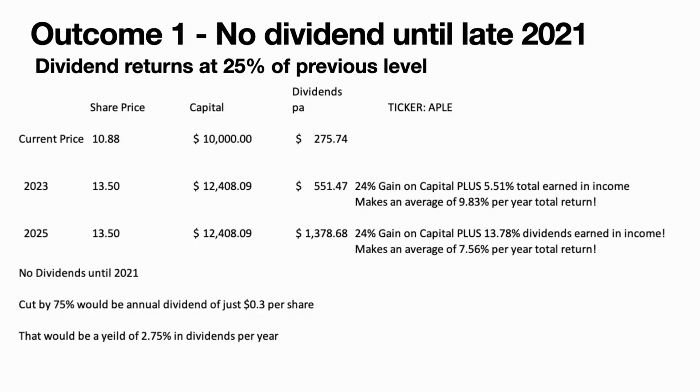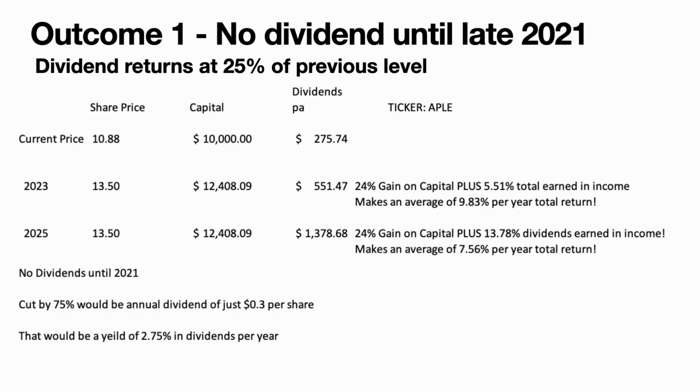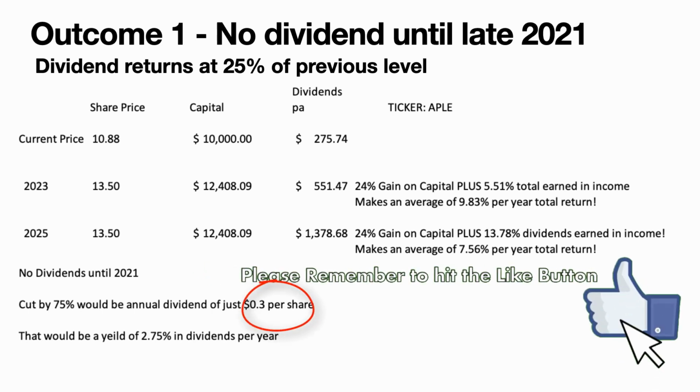So outcome number one is that there's no dividend until late 2021. I think that's realistic. I think no one's expecting things to come back any sooner, really. So assuming things come back in late 2021, and I'm going to make that same assumption for all of these three possible outcomes that I'm going to go through with you today, the dividend in this example would return at 25% of the previous level, which would be basically 30 cents per year versus the previous $1.20 per share per year.